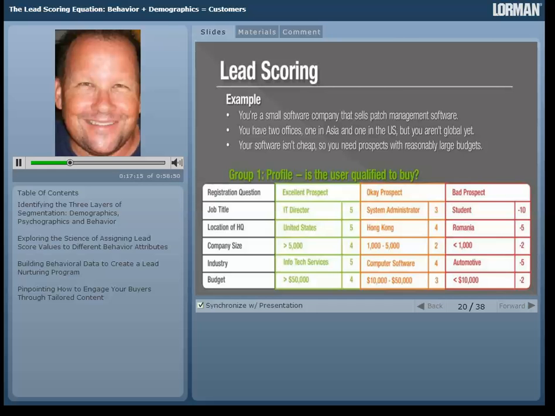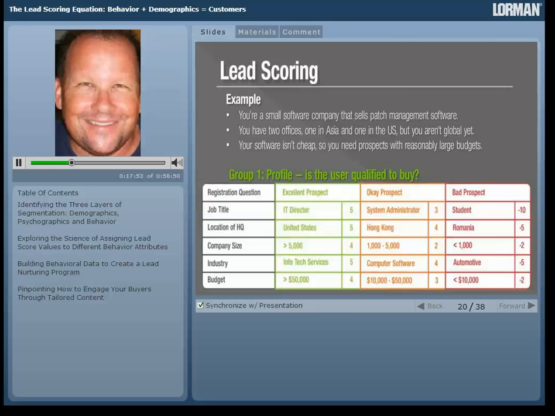So to show you what a lead scoring program might look like and how this will actually play out, I want to walk you through a quick example. So theoretically, in this example, you're a small software company that sells patch management software. You have 2 offices, one in Asia and one in the U.S., but you aren't global yet, so you can't sell into every region. And also, your software isn't cheap. It's a larger budget solution, so you need prospects with reasonably large budgets. So this is what the profile score for that particular company might look like.